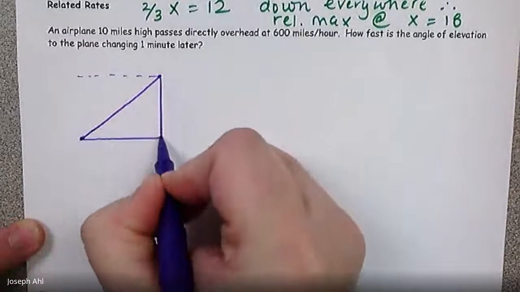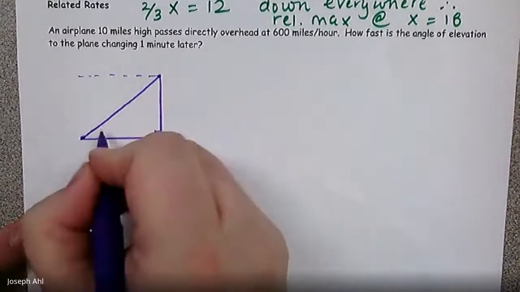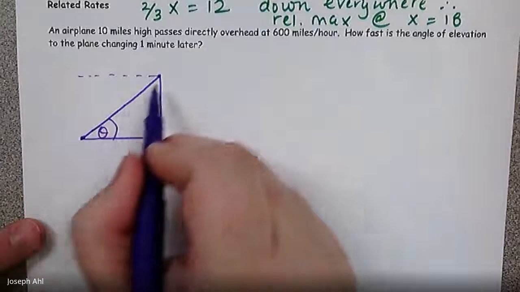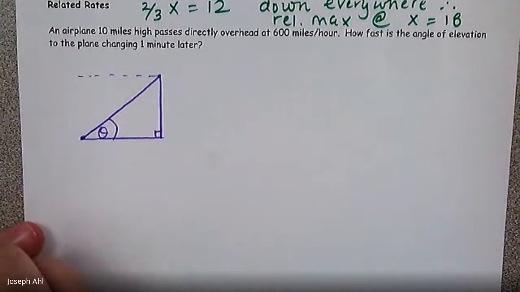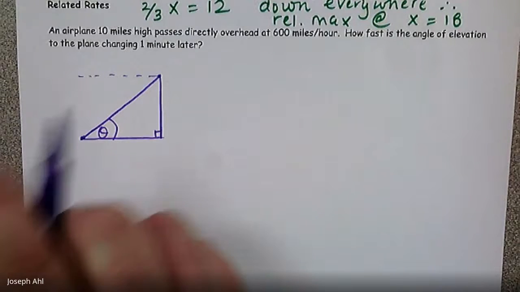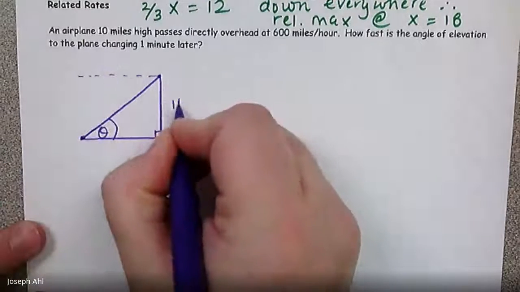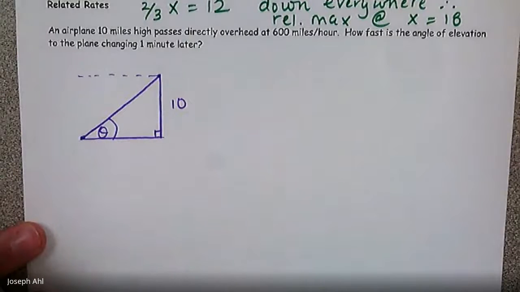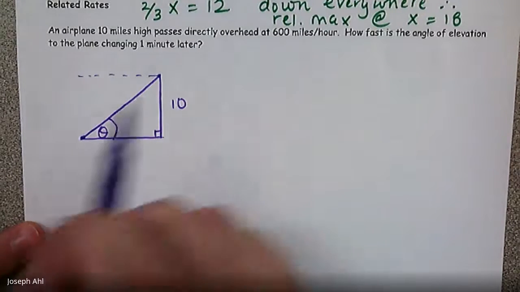And I want to know at that specific time, how fast is the angle of elevation changing from that location on the ground? Okay, so the airplane's 10 miles high, so that's going to stay constant for the entire time that this plane is traveling. So that height there is 10.